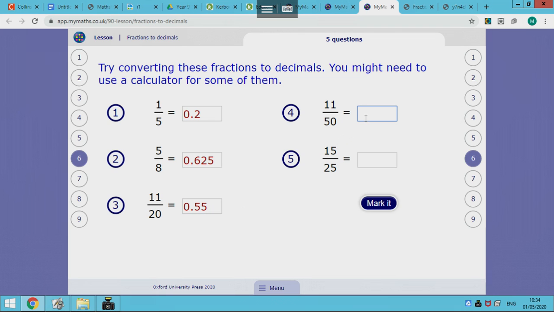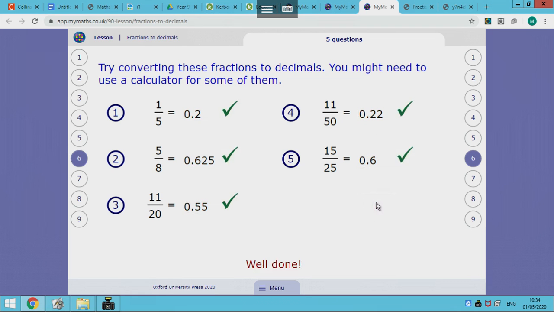Number 4. 11/50, well, I'm just going to type in 11 divided by 50 equals SD and I get 0.22. And then last one here, 15 divided by 25 equals, press SD, it's 0.6. Let's see if we got those right. We did, of course we did. So you can see actually if you don't know what they are automatically, you can just divide them and press SD and you'll find what they are as a decimal.